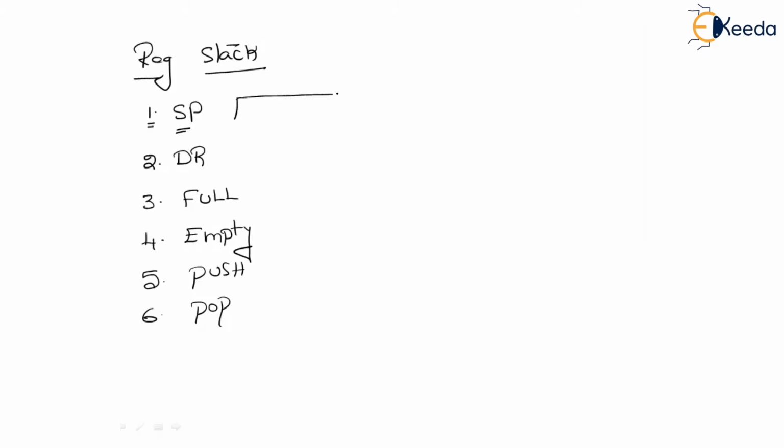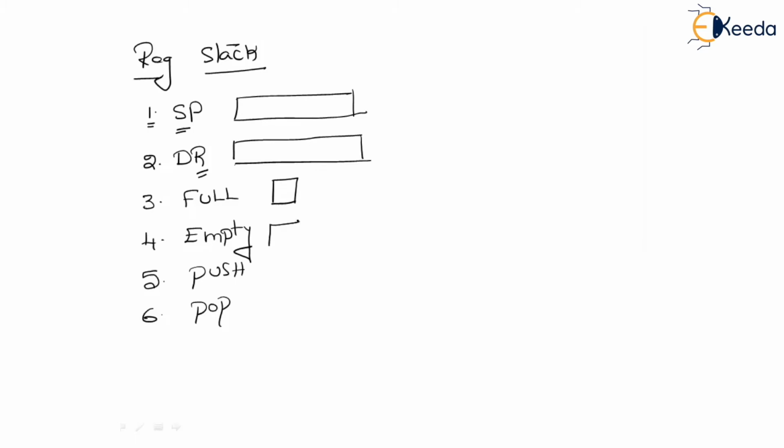Stack pointer is a register which is going to hold the address of the top of the stack. Data register is a register which is the origin and the destination for the elements of the stack. We're going to discuss the data register in detail in a short while. Full is a 1-bit register which is going to show the status of a stack. If the stack is full, full will be equal to 1. If the stack is not full, full will be equal to 0. So before you perform any push operation, you are going to check with the full flag. If full flag is already 1, you are not going to push any more elements into the stack.